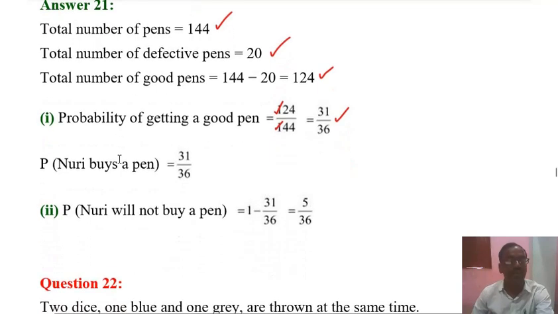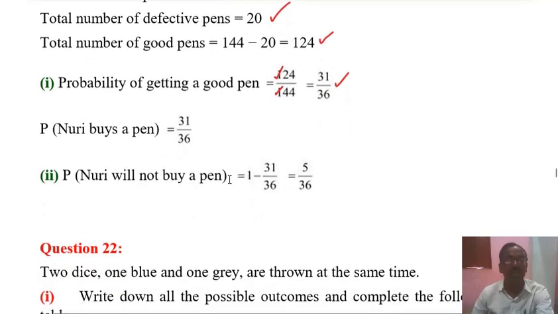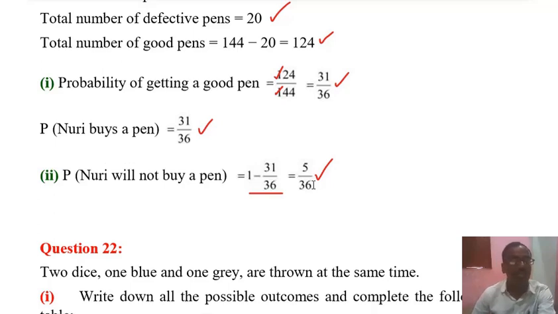Let's see the second part of the question. Probability that Nuri will not buy a pen equals 1 minus the probability that Nuri will buy a pen. So this will be 1 minus 31 by 36. After the proper calculation we get 5 by 36. So this is the answer of the second part of question number 21. Probability that Nuri will not buy a pen is 5 by 36. Hope there is no problem understanding the solution of this question.